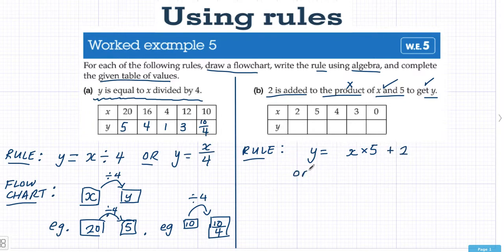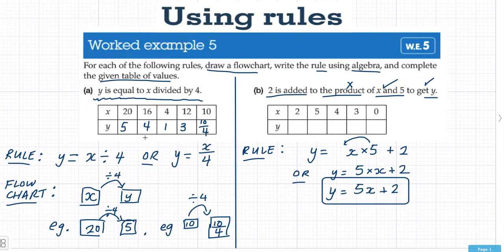Or if you want to write this using our algebra rules, remember that the number always goes first. So 5 times x plus 2 would be our rule. Or if you want to do it again with getting rid of the multiply signs, it would be just 5x plus 2. So that would be our rule. I'm going to put a little box around that and a box around our rule over here too.